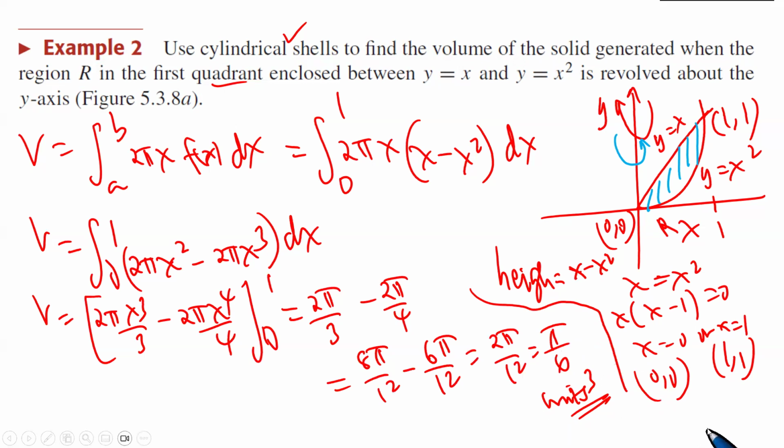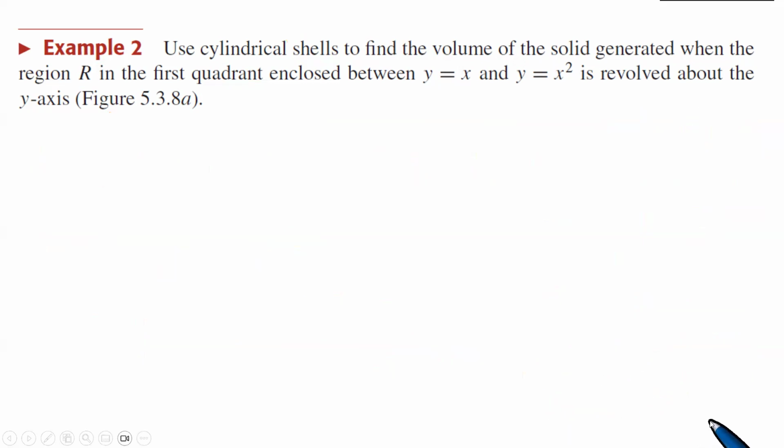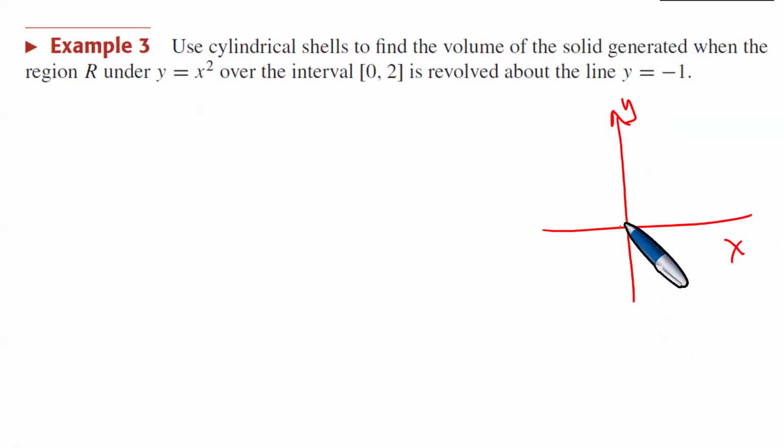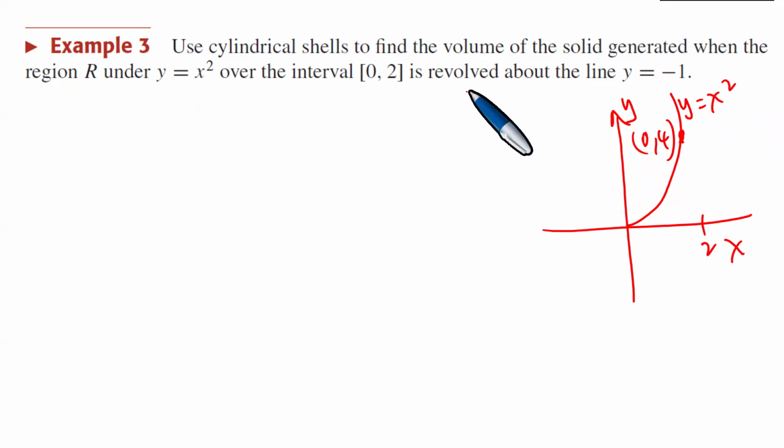Okay, now we look at example 3. All right, so use cylindrical shells to find the volume of the solid generated when the region R under the curve. Let's take this one. Okay, from 0 to 2, you have y equals x squared. Right, from 0 to 2, which means that you have 0 to 4, over the interval from 0 to 4, that is revolved about the line y equals minus 1.